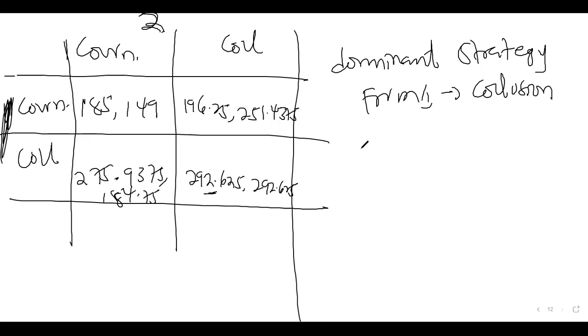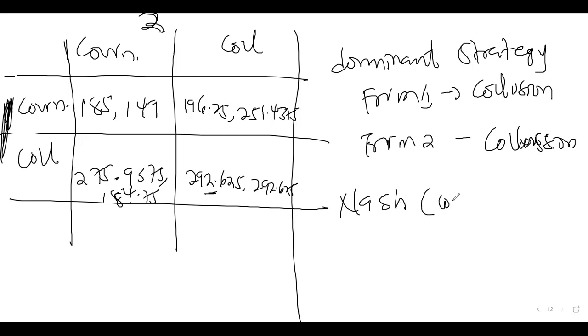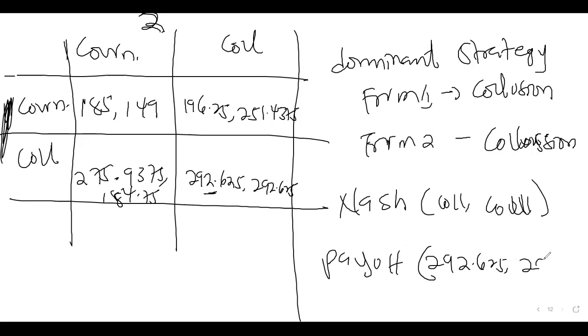Then if you do the same for firm 2, you realize that the dominant strategy for firm 2 is also to play Collusion, all right? So in this question, there is no pure secure strategy for either of them. And then the Nash equilibrium will occur where collusion meets. So the Nash equilibrium is collusion, and the payoff at the Nash equilibrium will be 292.625, 292.625. Okay, so that will be that.